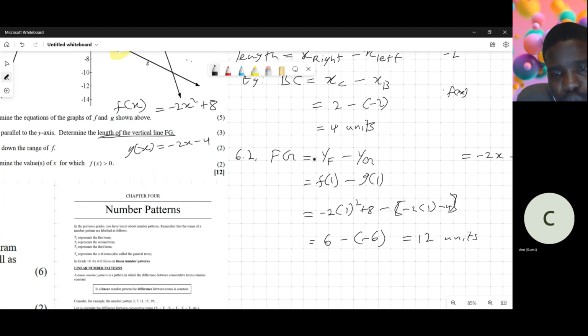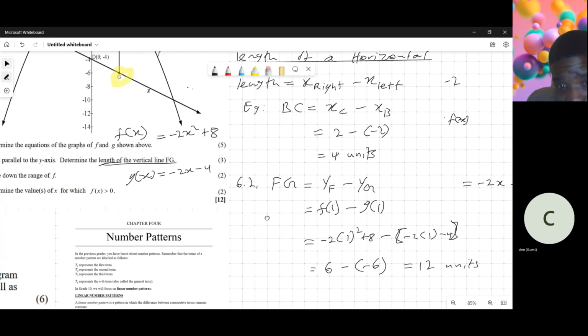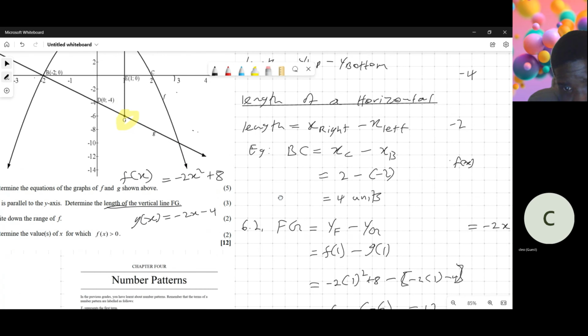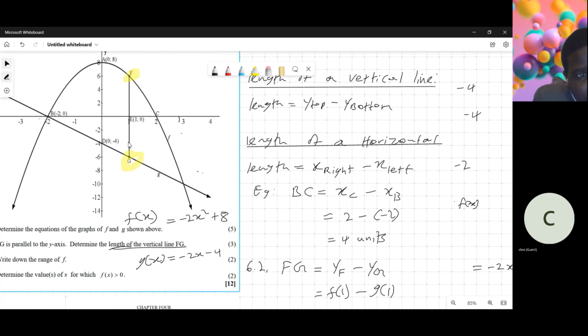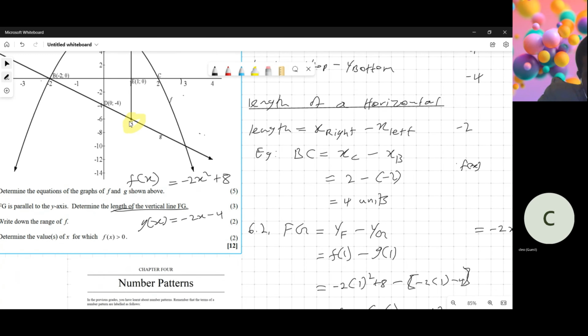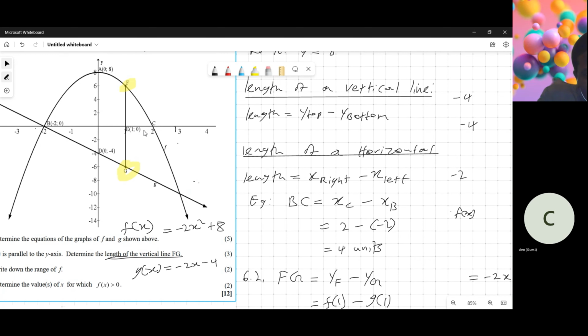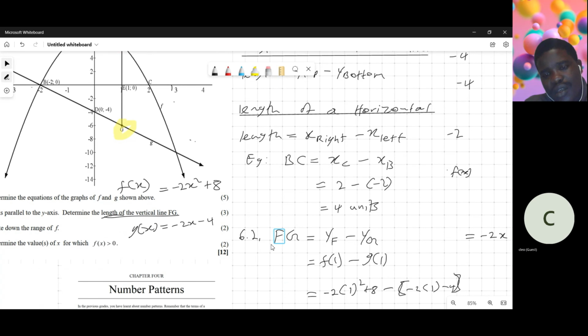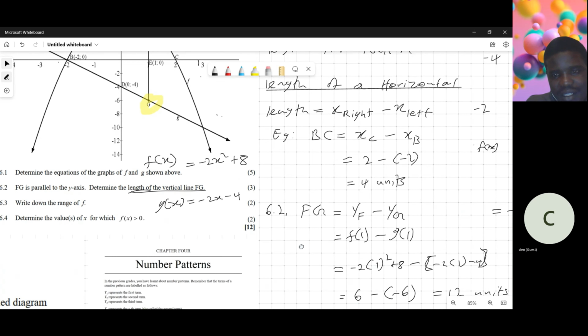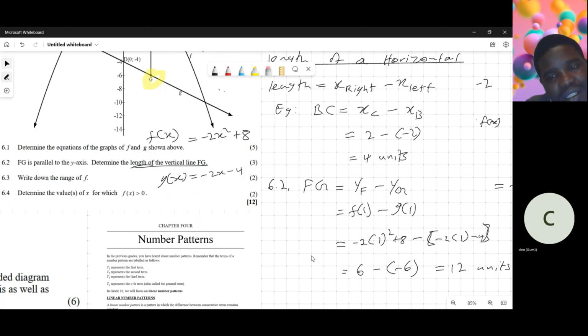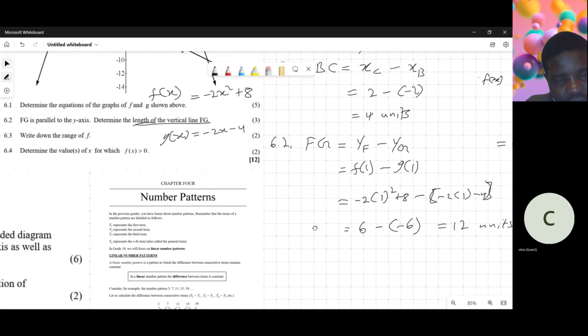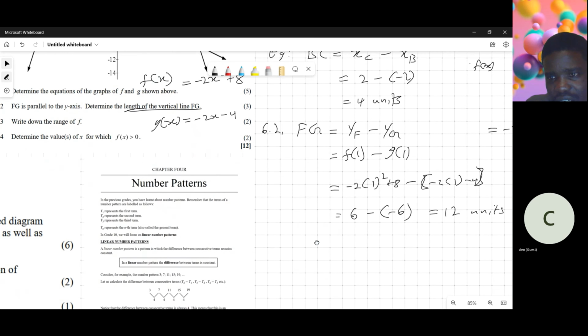So we do this in case we don't have the value of y at F or the value of y at G. When we don't have the value of y, we use the equations. All we need to know is the value of x at this point. So we use the equations. That is the vertical length. These are regular questions, questions that we expect in grade 10.